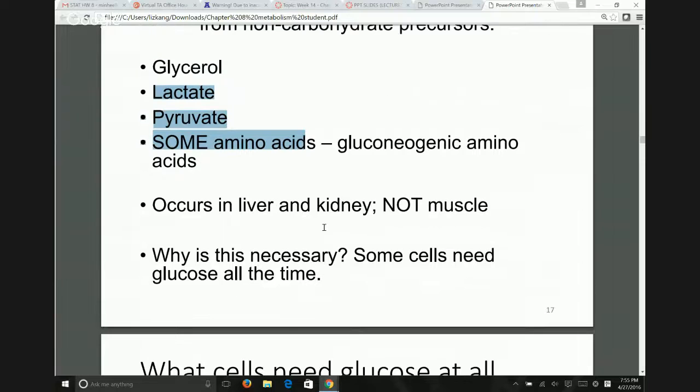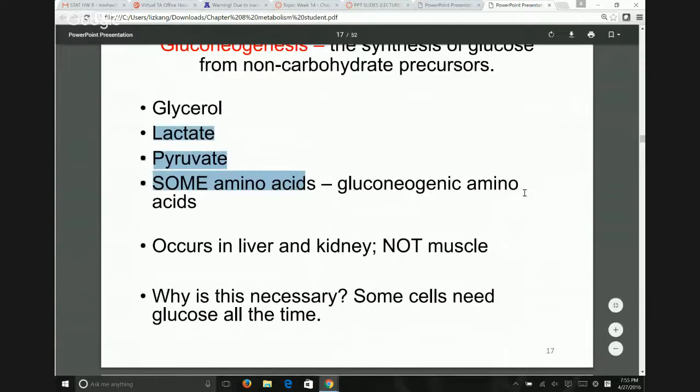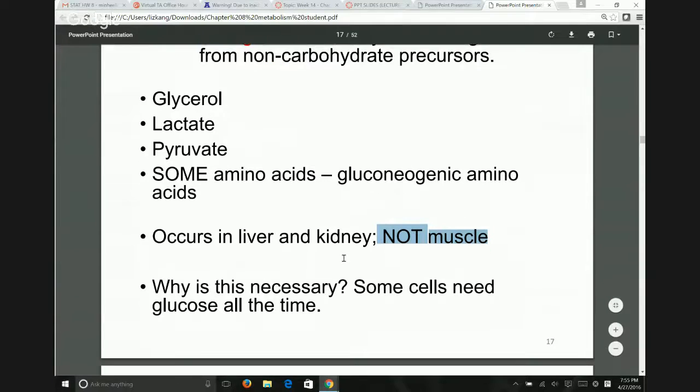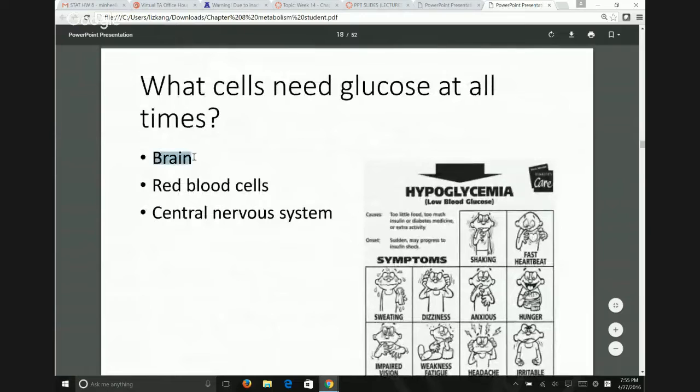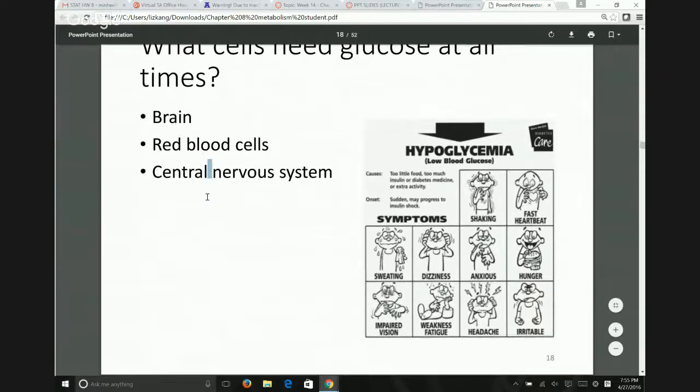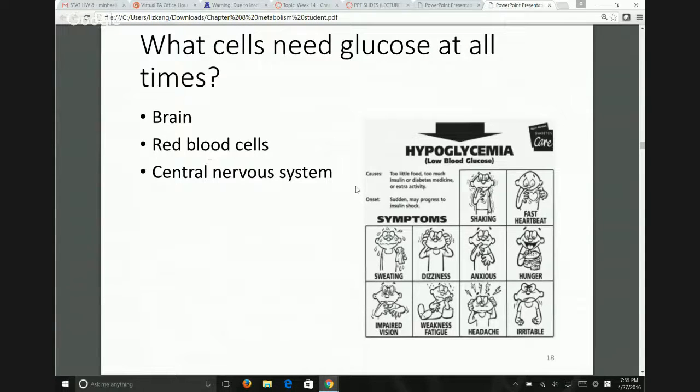Some cells need glucose. So why do we do gluconeogenesis? It occurs in liver and kidney, not in muscle. Liver does a lot of things. But like we know, brain, red blood cells, and the central nervous system have to have glucose, or they don't function well. If we don't have enough glucose because you have a condition like diabetes, and the insulin is not working as it should, or you don't have insulin, we can't absorb that glucose into our body to make energy.